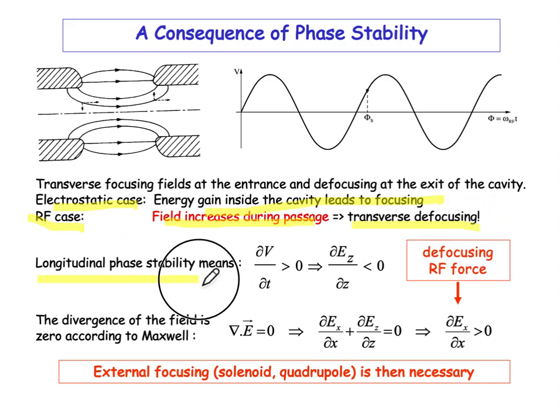That means longitudinal phase stability, ∂V/∂t, the rate of change of the potential, is greater than or equal to 0, and that implies the electric field along the z direction is less than 0. So that is a defocusing. It is a focusing condition, and the defocusing is ∂Ez/∂x greater than 0. So this is the phase stability condition.